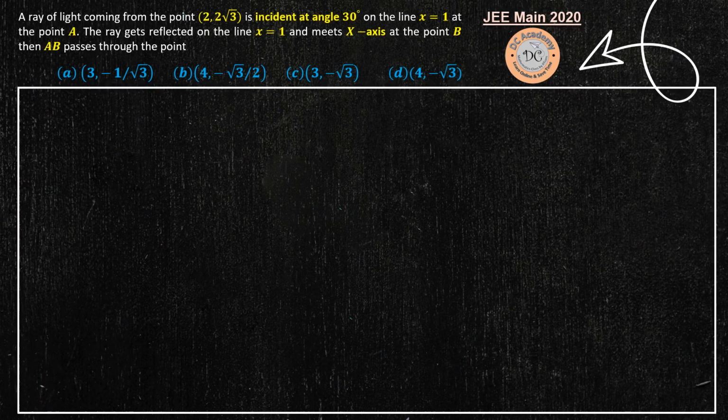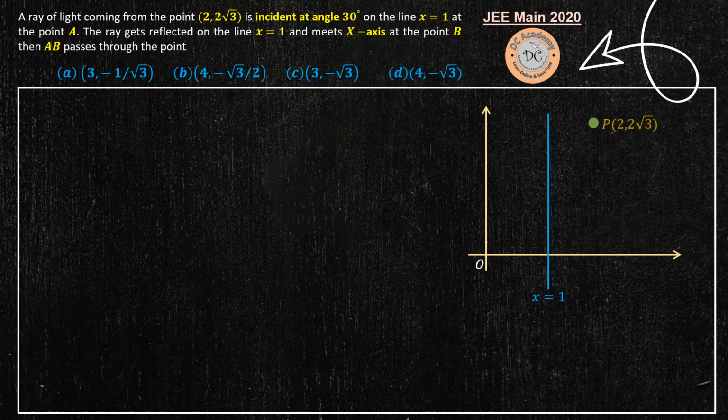So first, we try to understand the problem statement using a pictorial. We draw the x-axis and y-axis. What is the x equal to 1 line? It's actually a vertical line, parallel to the y-axis. Now, take a particular point, and we take the point (2, 2√3). That's an arbitrary point. So we take a point P, which is (2, 2√3), lying in the first quadrant.